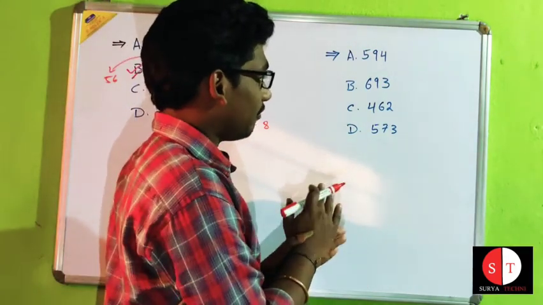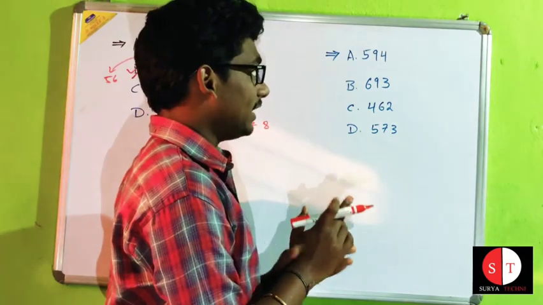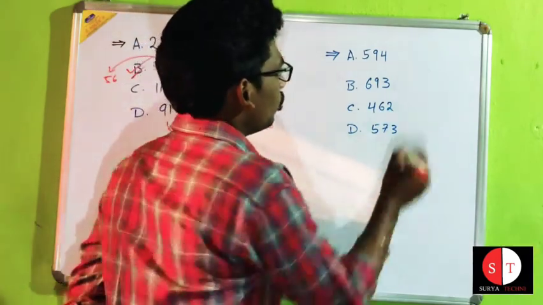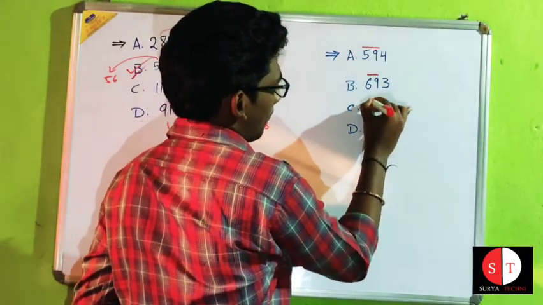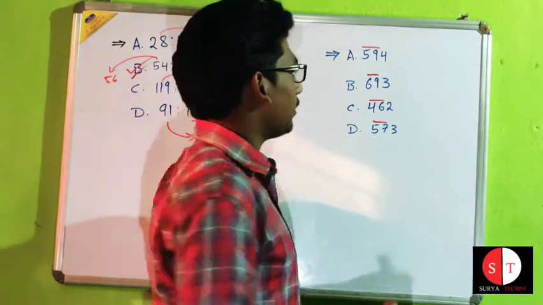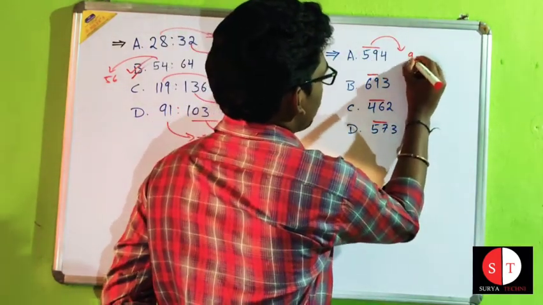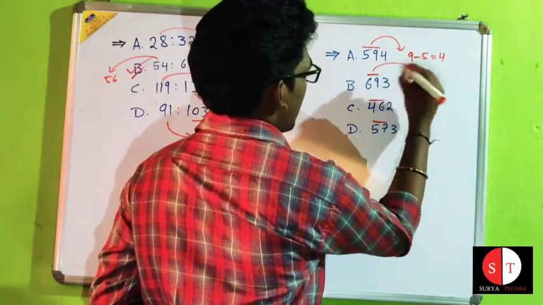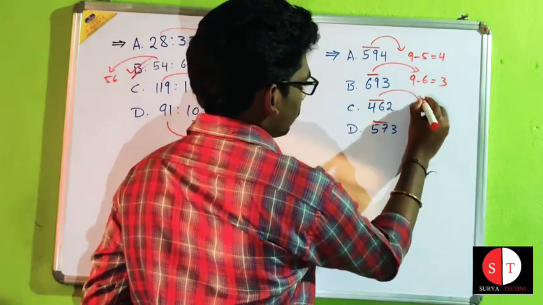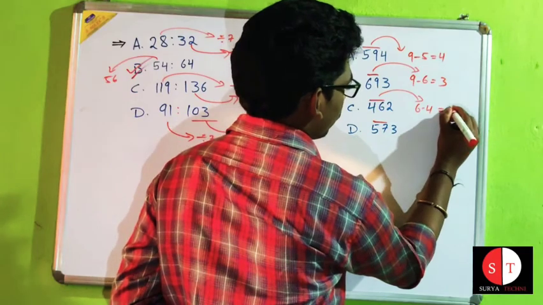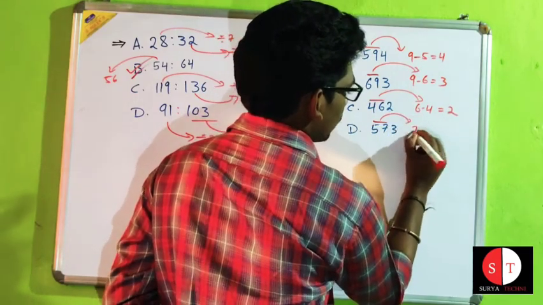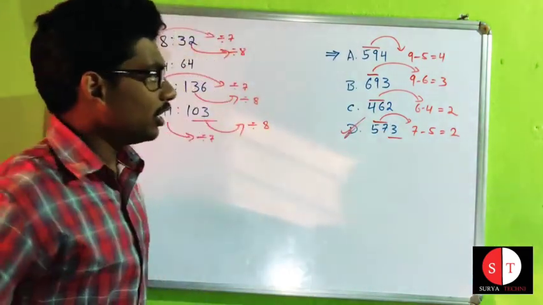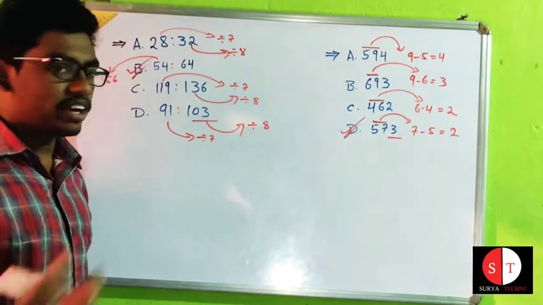Option A is 594, 693, 462, 573. In this type of question, do you know this method? Can you understand? So 9 minus 5 equals 4. 9 minus 6 equals 3. 6 minus 4 equals 2. 7 minus 5 equals 2. The 3 is the odd one, neither. So option D is the odd one. Okay, without wasting any time, let's move to the next question.